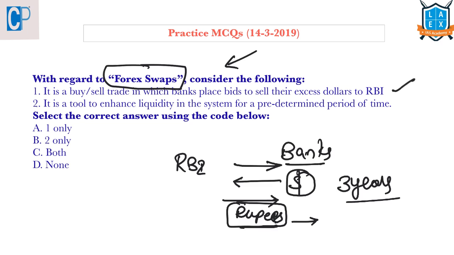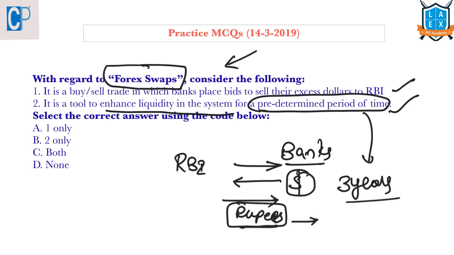The second statement is, it is a tool to enhance liquidity in the system for a predetermined period of time, and that period is 3 years. So even this statement is correct. As both the statements are correct, the answer here is C, both.